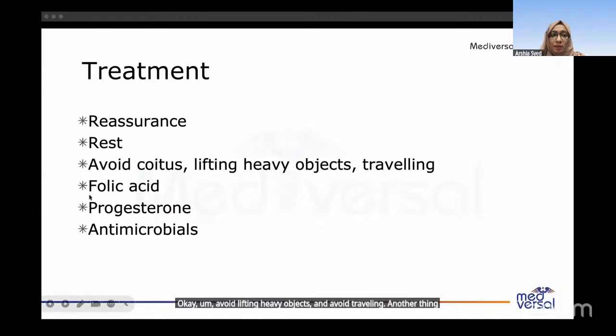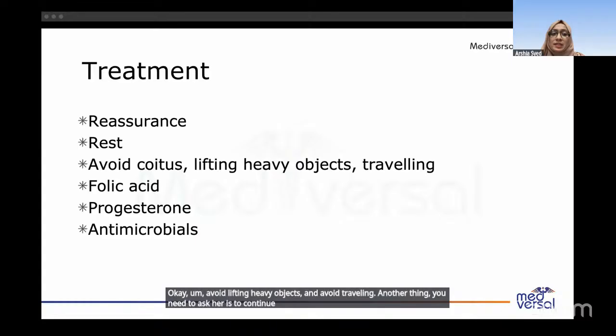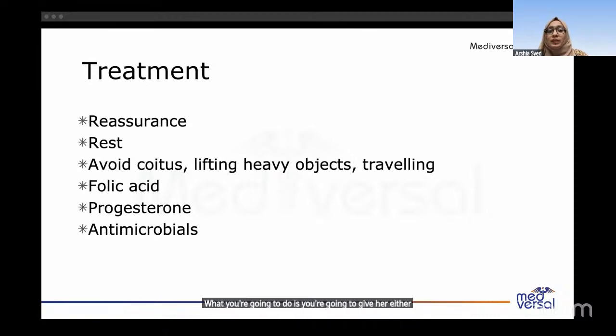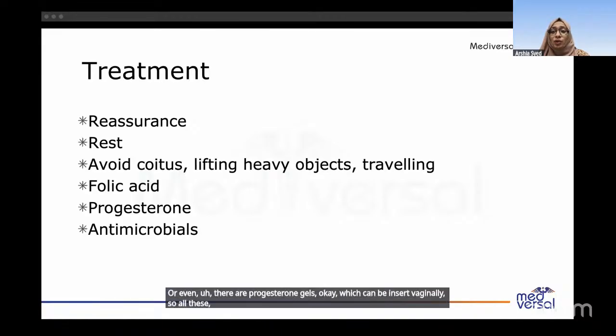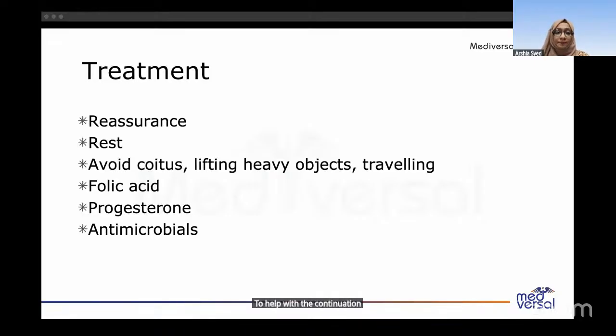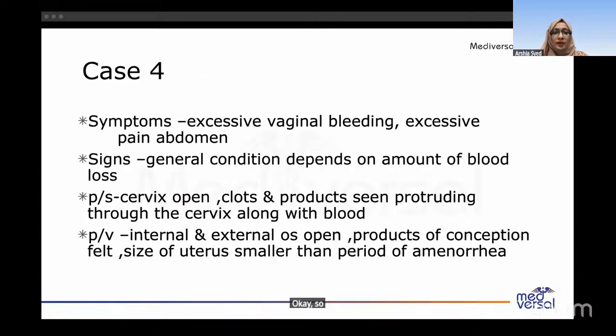Another thing you need to ask her is to continue taking her folic acid supplements, and the pregnancy hormone being progesterone. So what you're going to do is give her either orally, or per vaginally, or you can give an injectable form of progesterone, or even there are progesterone gels, which can be inserted per vaginally. So all these modalities of different forms of progesterone can be given to help with the continuation of pregnancy. Antimicrobials in case of suspected infections. Okay, so that was threatened abortion.